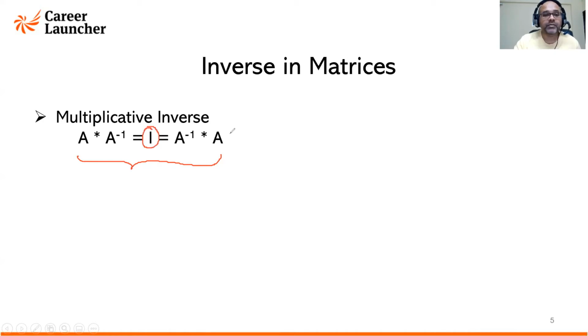Now I'm saying this is important because if you remember, A into B in matrix multiplication is not equal to B into A.